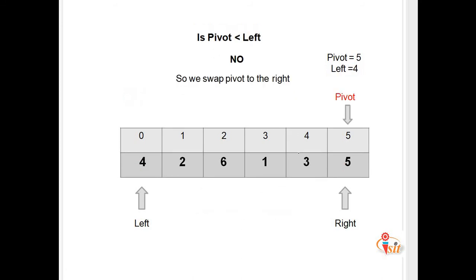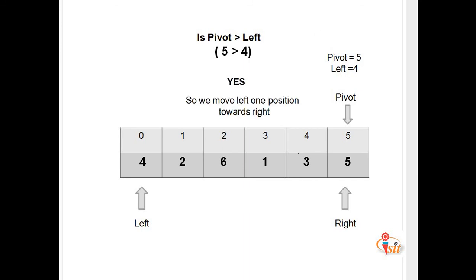Now we have the pivot at the last element, right and pivot at the same location, and left at the first location. So right now the value 5 is the pivot, and left is considered as 4. We already know the rule of left: if the value of left is less than pivot, then we need to move to the right. Here the value of left is 4 and the value of pivot is 5, so left is smaller than pivot. In that case we need to move to the right, one position. So left becomes here.